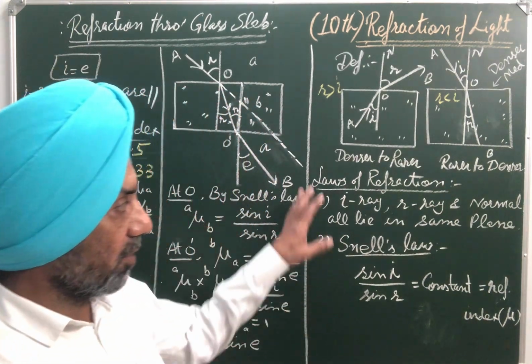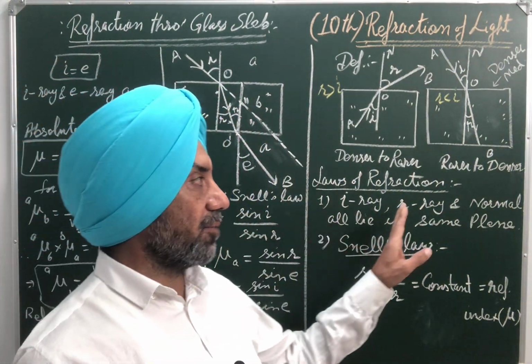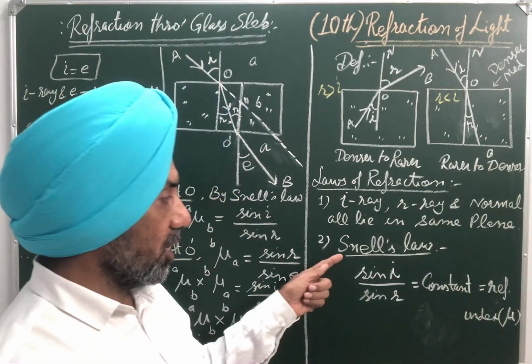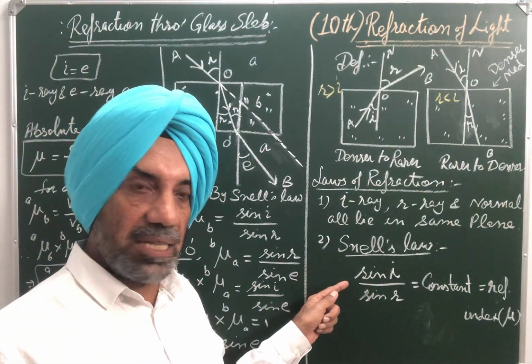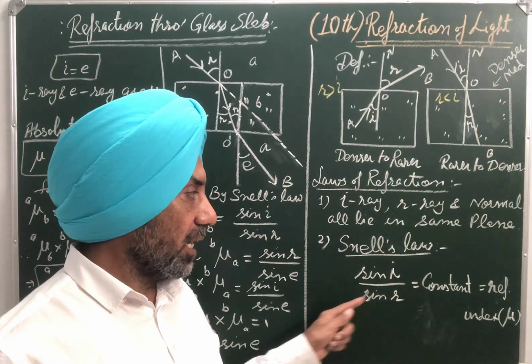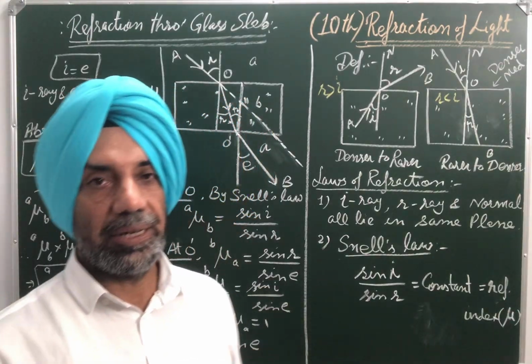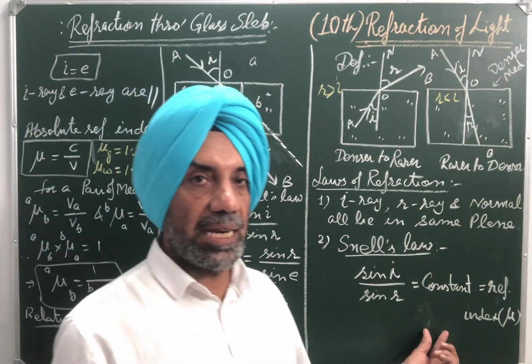So there are two laws of refraction. One is that the incident ray, refracted ray, and normal all lie in the same plane. Second, the ratio of the sine of the angle of incidence to the sine of the angle of refraction is always constant, and this constant is known as the refractive index of the medium, and this is known as Snell's law.